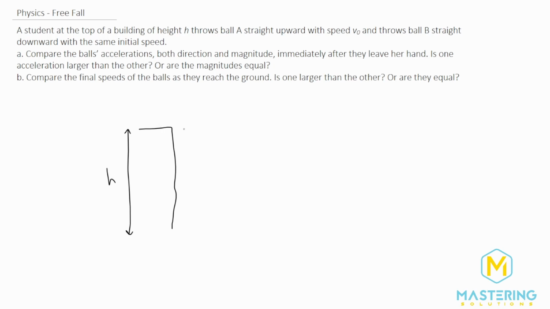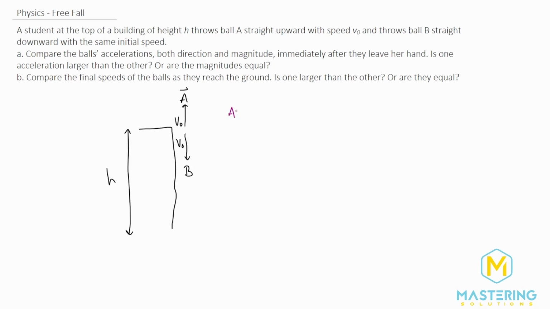And when we throw ball A, she's throwing it straight upward, and we'll say it's v naught for the initial velocity. So this is going to be vector A. And then downward, she's going to throw ball B with the exact same initial velocity.